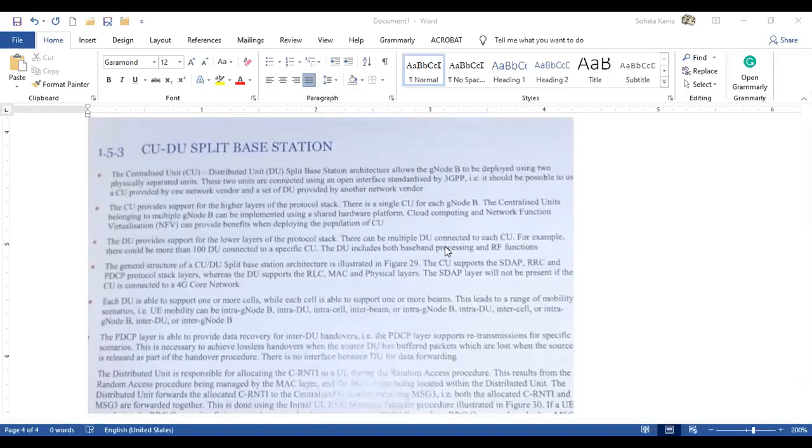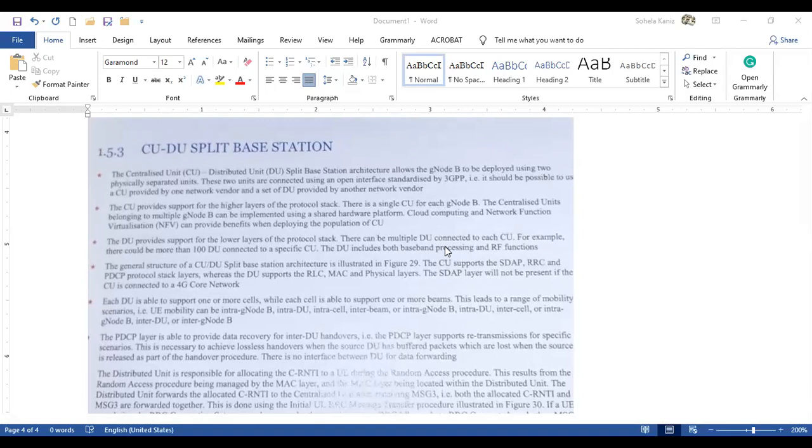Okay. In the case of 5G, a provision is there to use something called centralized unit and distributed unit.